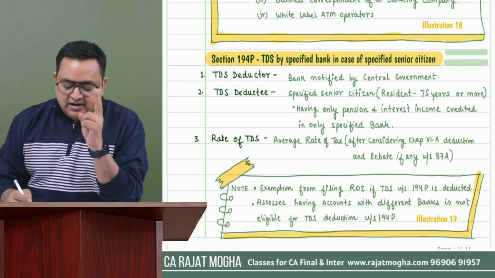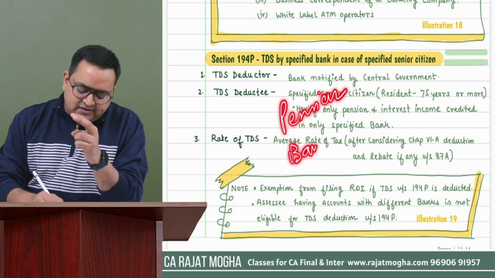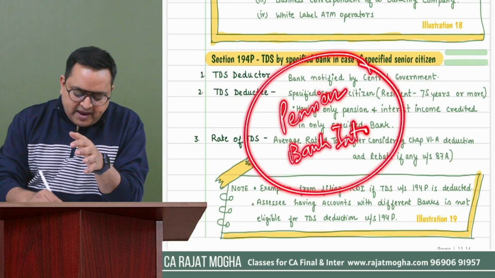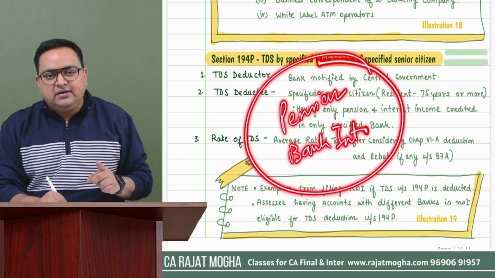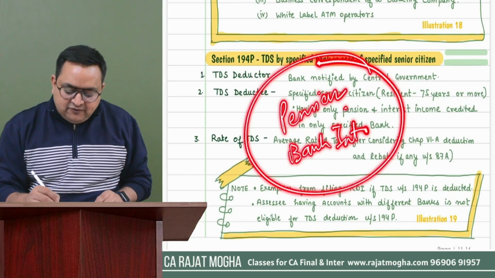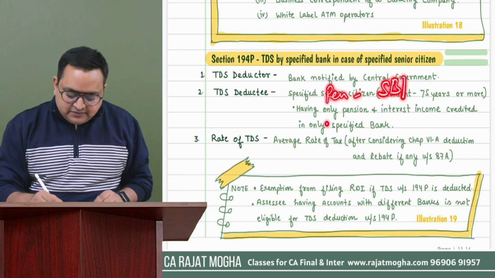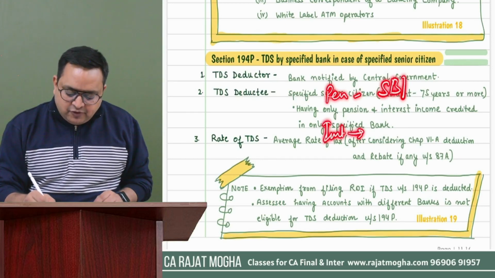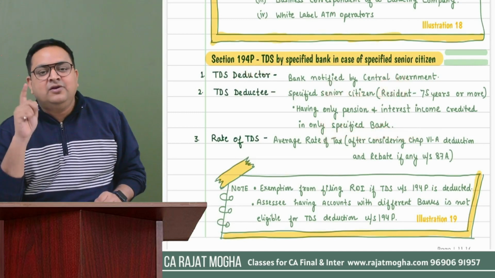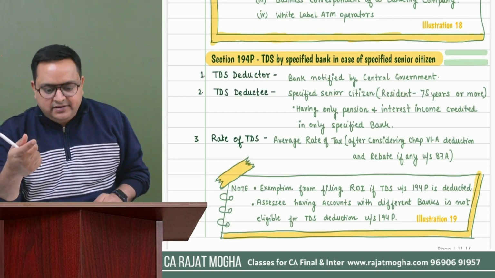So if these people are earning two types of income, pension and bank interest, and the bank interest could be on a saving bank account or FD also, and if this pension and bank interest is coming only in one bank, then they are eligible for 194P. Then only 194P will apply. So let's say if their pension is coming in State Bank of India, SBI, and their interest is coming from Canara Bank, then they will not be eligible for 194P. 194P will only be applicable if their pension as well as their interest is coming from only one bank, right?